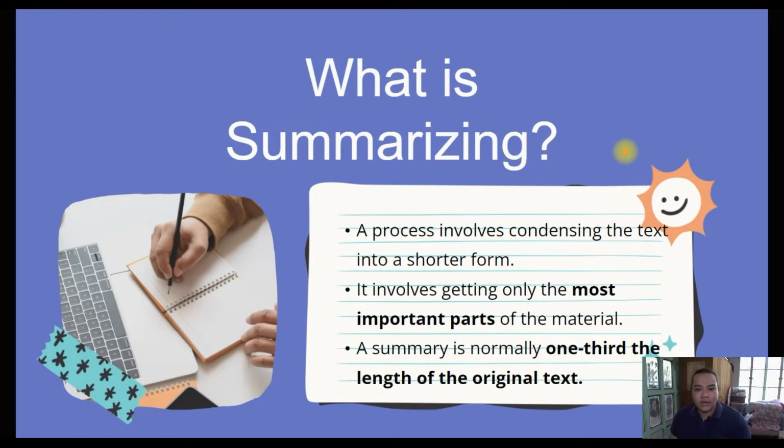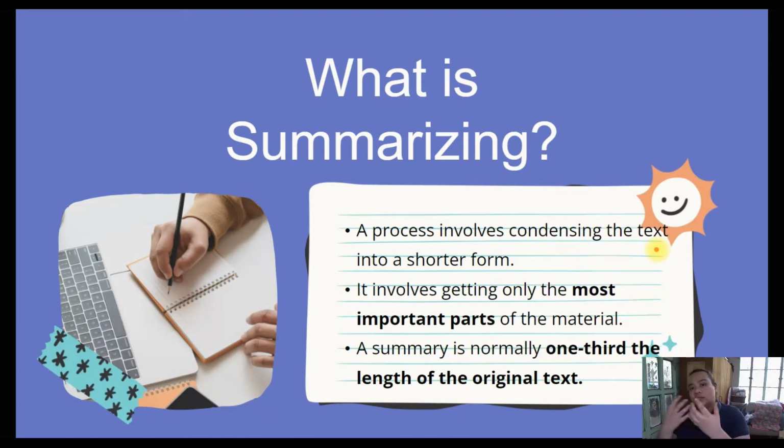So first, we have identifying what is summarizing. So summarizing is a process that involves condensing a text into a shorter form. So all of us already know how to summarize. It is one of the most basic reading strategies that has been taught to us since we were maybe in grade 1 or in elementary school, because summarizing is one of the easiest tasks to do.